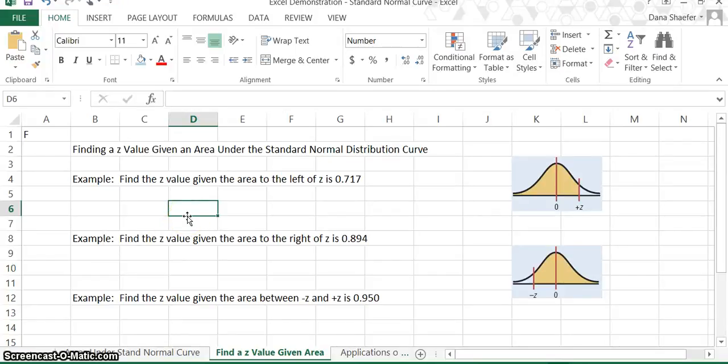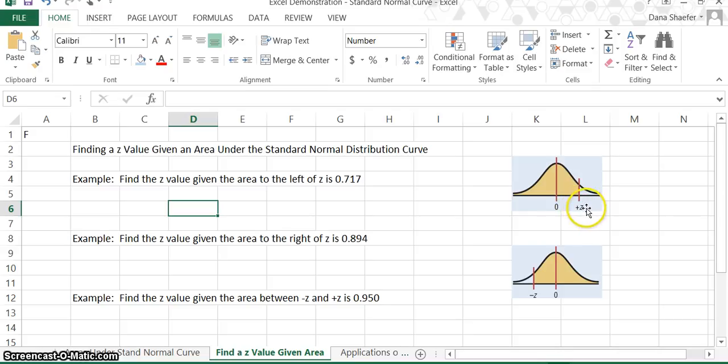This Excel demonstration is using the same Excel workbook as the last demonstration. This one's using Excel demonstrations, the standard normal curve. What we want to talk about with this one is finding a z-value when we're given the area. So now we're given the gold area under the normal curve. Now we know what this area is, and I'm trying to find the z-score.